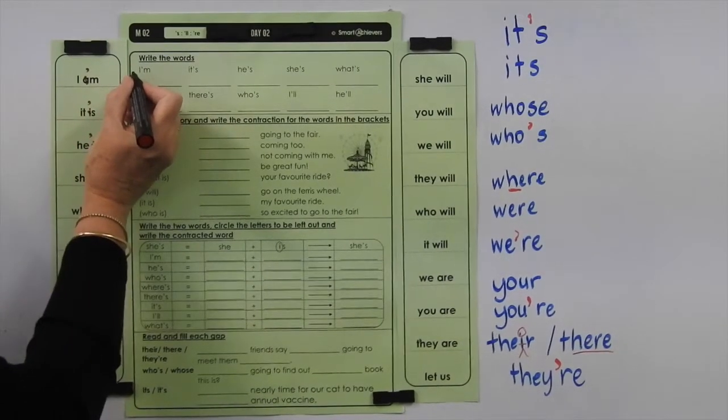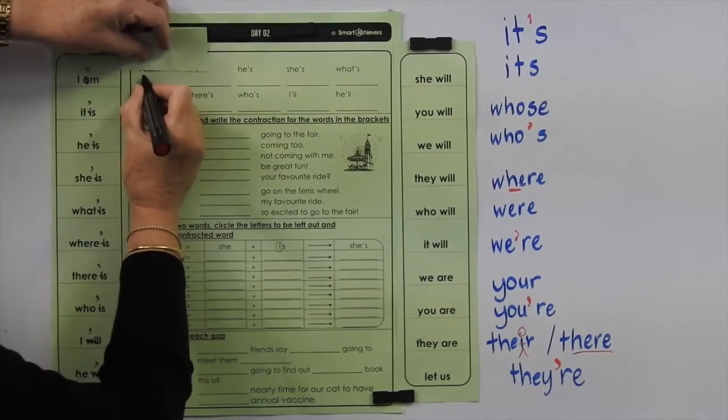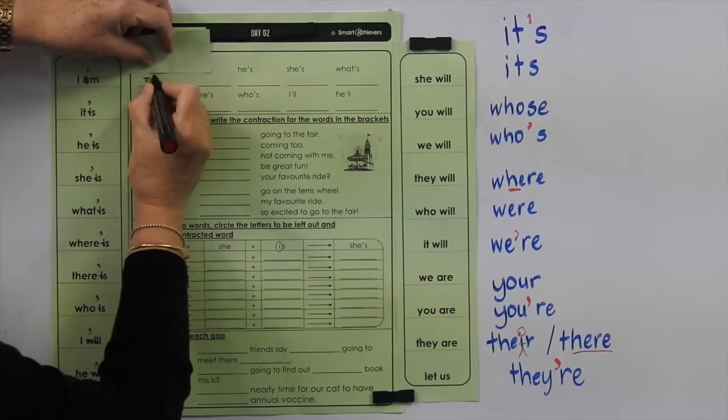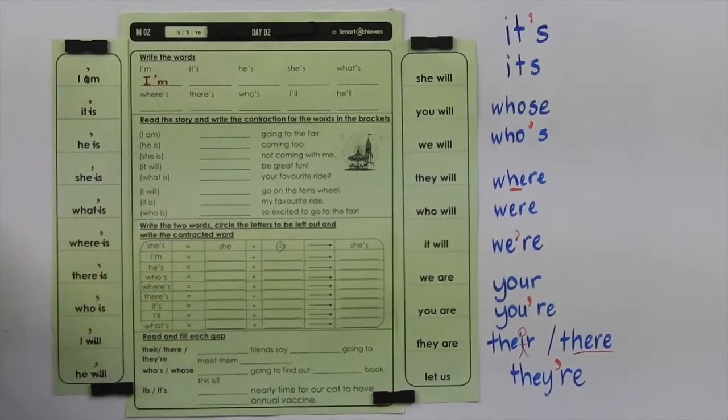So I'm, I apostrophe M. So you do I apostrophe M. You can do the rest of those writing the words there.